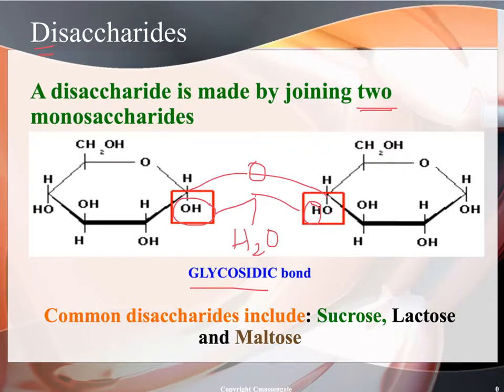Common disaccharides include sucrose, which is white table sugar, and it is a combination of glucose and fructose bonded together. Lactose, which is glucose and galactose. This is milk sugar. Many people have a reaction to lactose and it gives them stomach ache. And maltose, which is a grain sugar, and it is two glucose molecules put together.